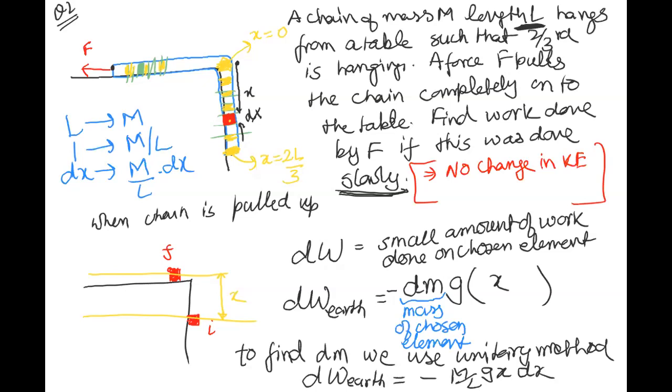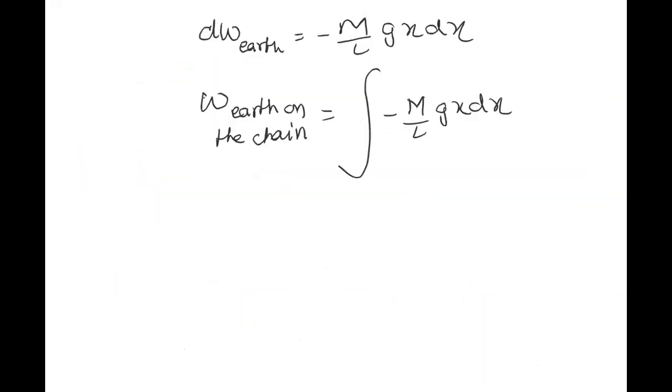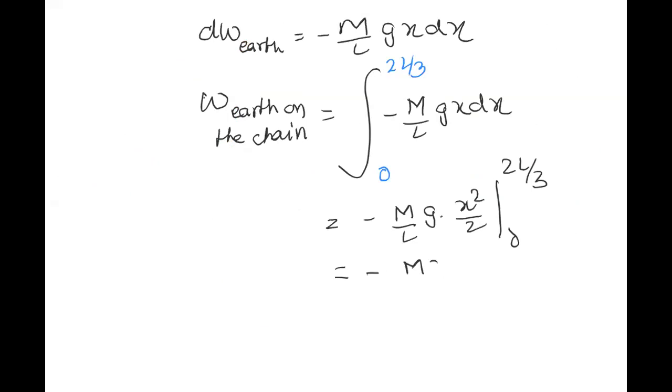So this means that the limit will go from 0 to 2l/3. And you integrate this, you get minus m/l g into x square by 2, 0 to 2l/3, minus mg by l into कितना आएगा 2l square by 9, right? This will be equal to minus 2mgl by 9.